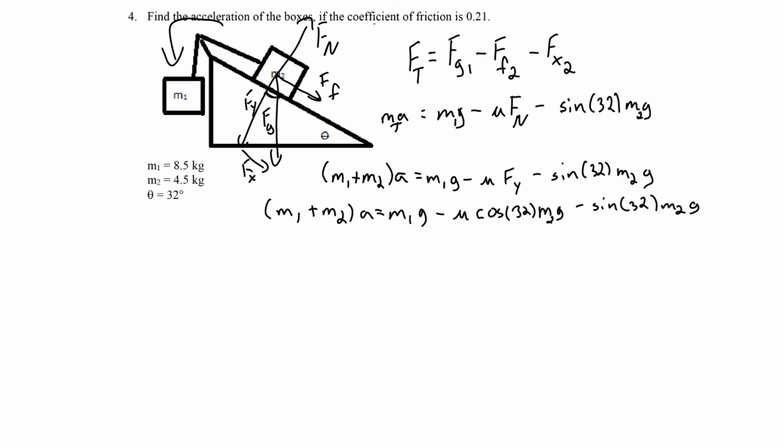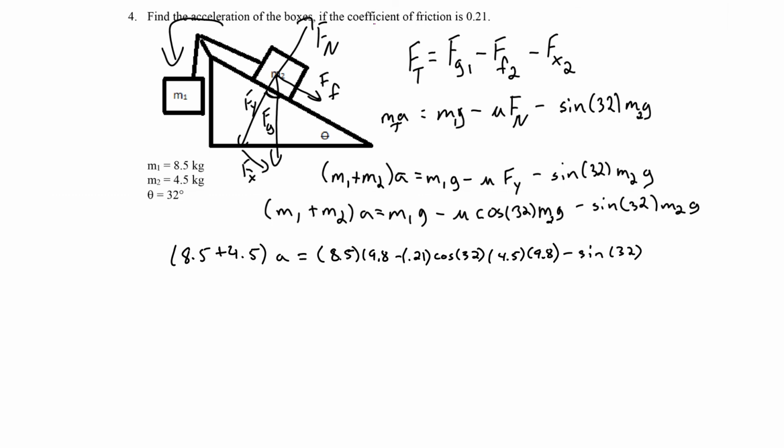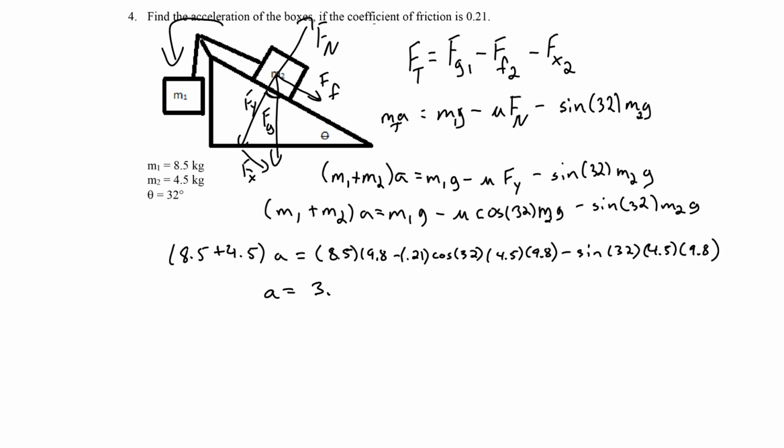So now we'll just plug our numbers in. And we get 8.5. 8.5 times A equals 8.5 times 9.8 minus 0.29 cosine 32 times 4.5 times 9.8 minus sine 32 times 4.5 times 9.8. Called it 3.95 to make Alyssa happy.